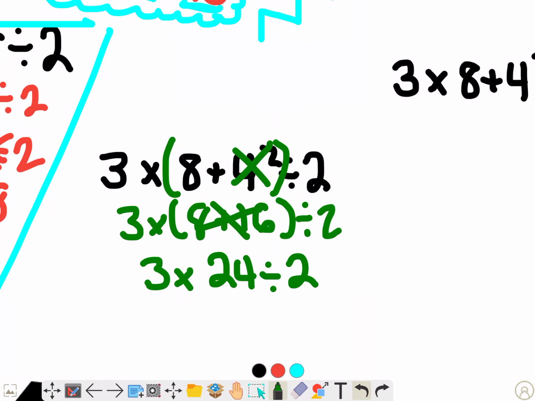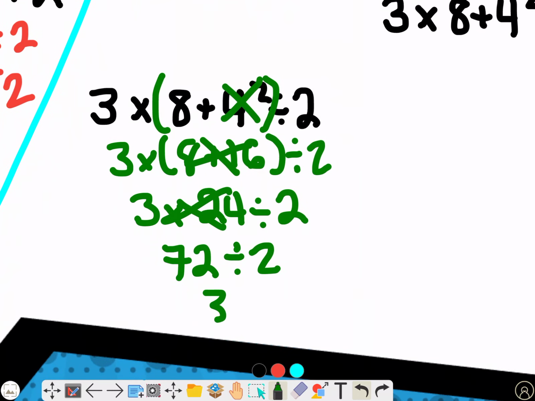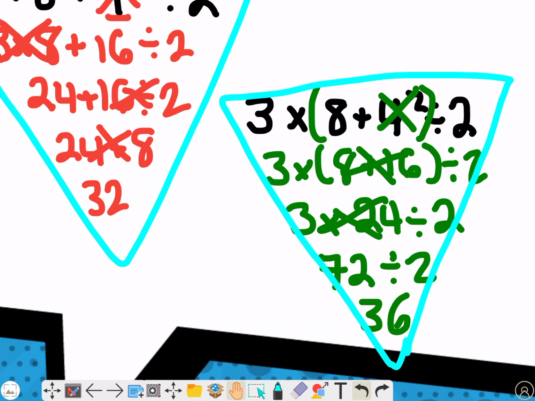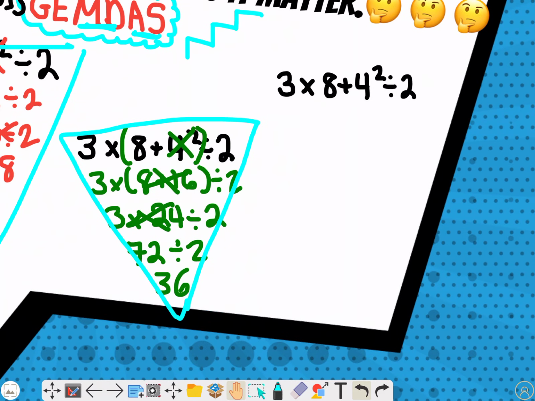Now I have 3 times 24. That's a big number. 3 times 4 is 12. Carry the 1. 3 times 2 is 6 plus 1, 72. Divided by 2. And then 72 divided by 2, that's 36. And if I look at my Dorito chip here, I don't have the answer of 32. I have the answer of 36 just by changing the grouping. But what if I change the grouping into something even different?